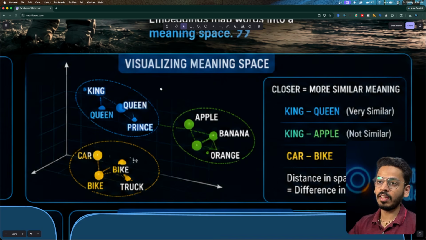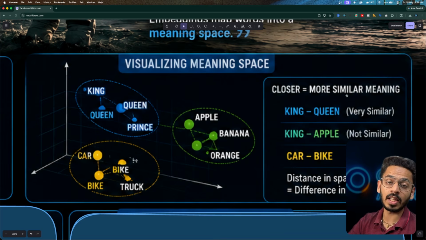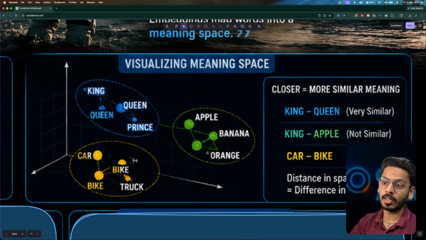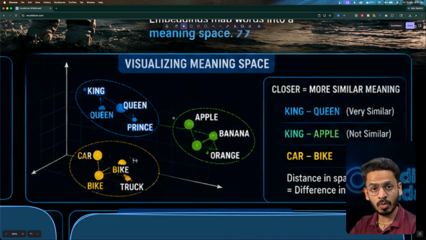Here, as we see, we have a visualization of meaning space where the closer the words are, the more similar the meaning they have. King and queen are very similar to each other. King and apple are not similar, and car and bike are similar. Hence we say the distance in the space is the difference in the meaning. As you see, the distance between the different spaces is huge, hence we have the difference in meaning between all these words.